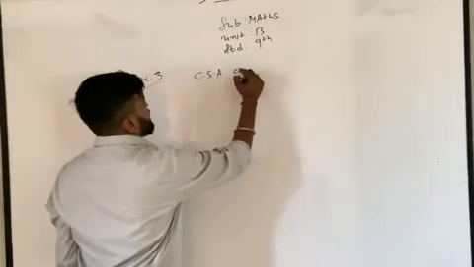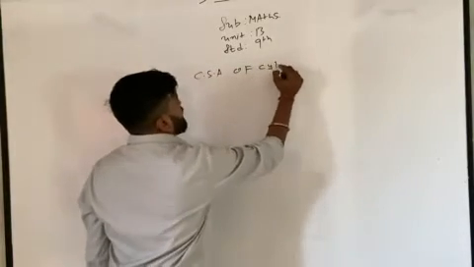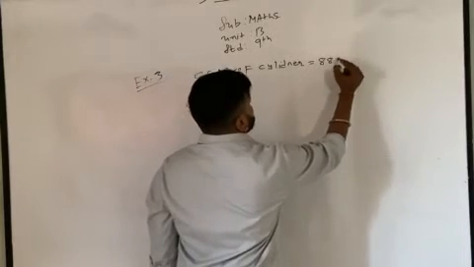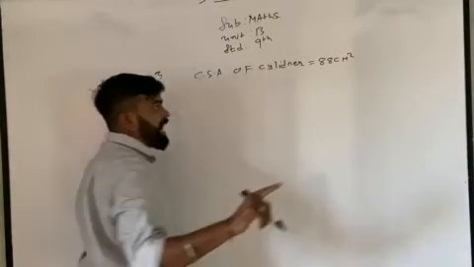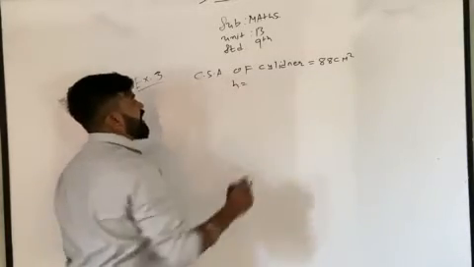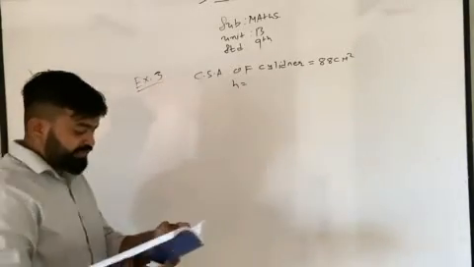The CSA of a cylinder is 88 centimeters square. Its height is also given. What is the value of H? The height is also given, that is 14 centimeters.